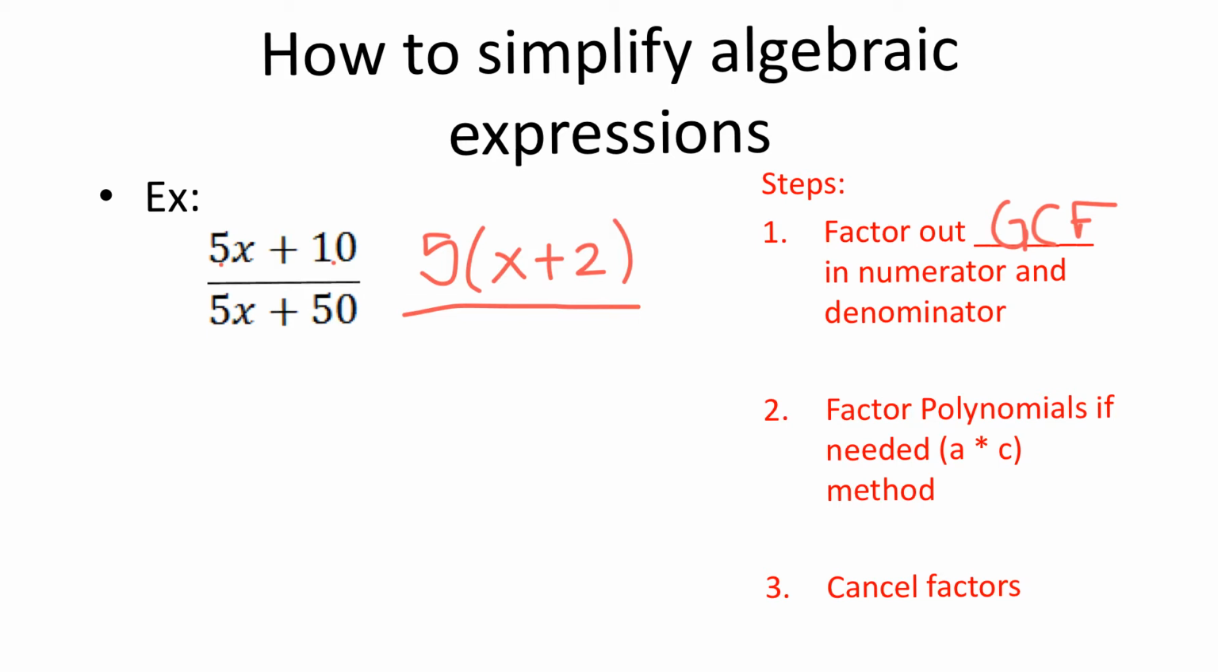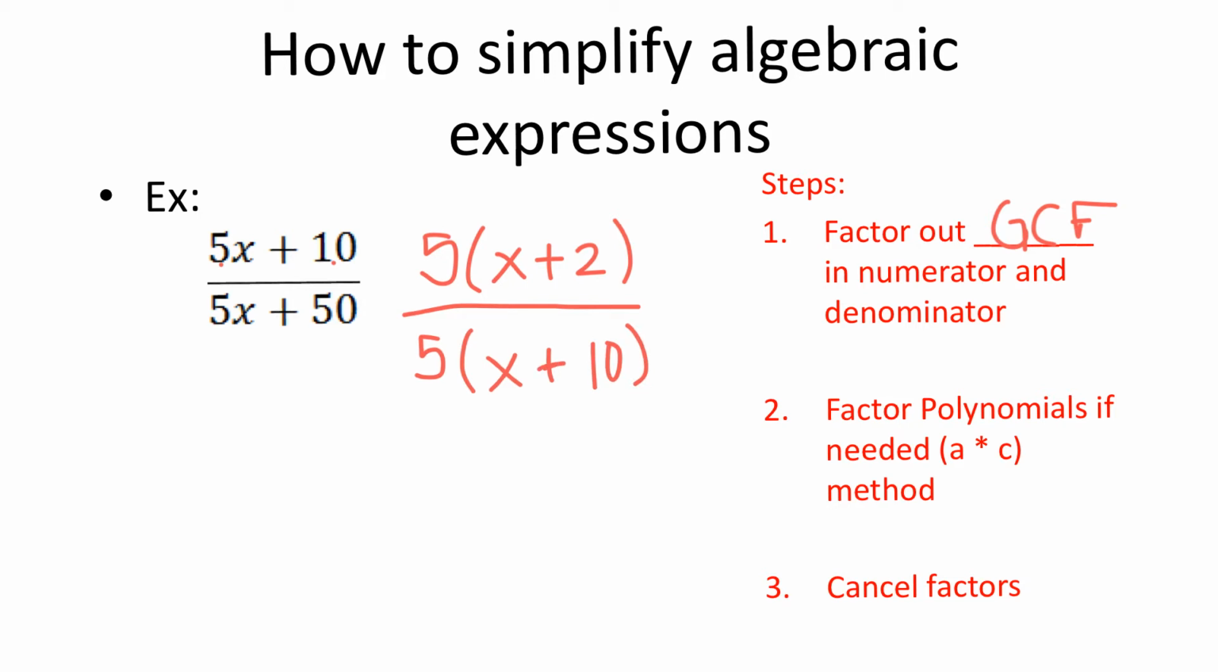I see a 5x and a 50, and so that means that I have a common factor there of 5 as well. So I remove that 5 out here, and then I have x plus 10 on the bottom.